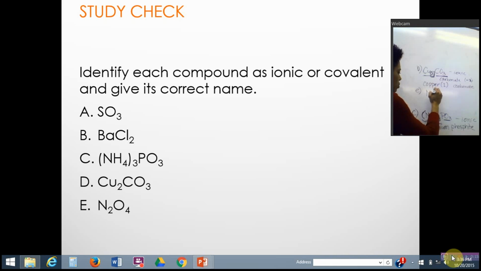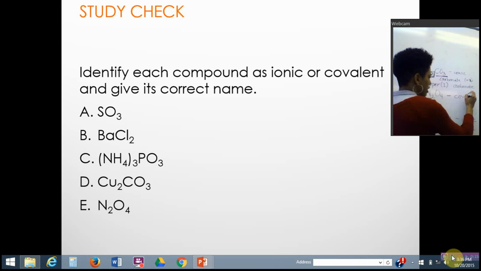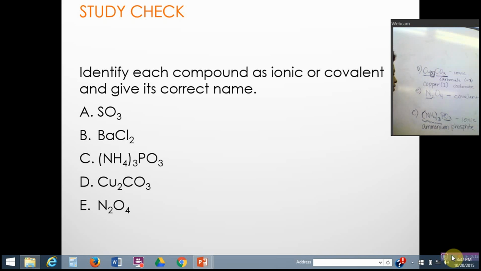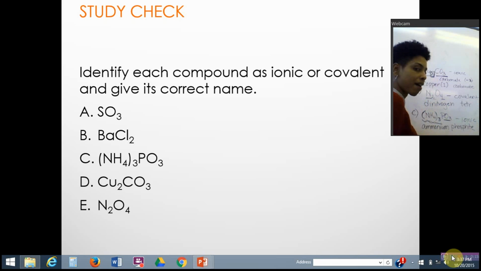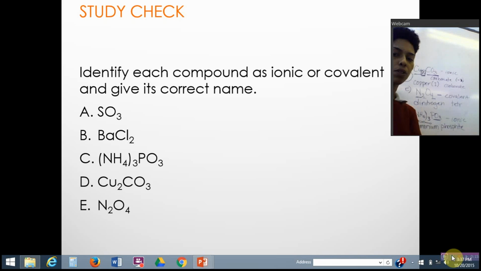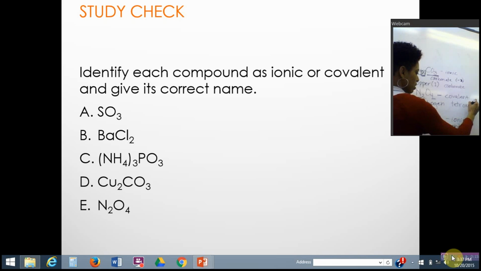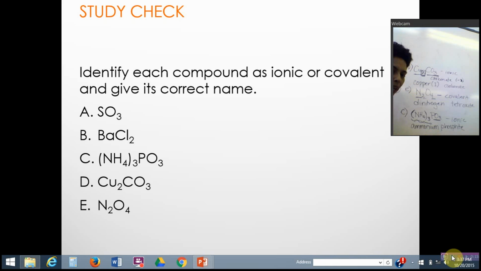We have N2O4. Well, what is nitrogen? Is it a metal or a non-metal? It's a non-metal. So if it's a non-metal, that means that we've got a covalent compound. And how do we name covalent compounds? Based on the number of each atom. So we've got 2 nitrogens, so that gives us dinitrogen. And we have 4 oxygen, and it's really tetra, but because we have oxygen, we're going to say tetroxide. Okay?